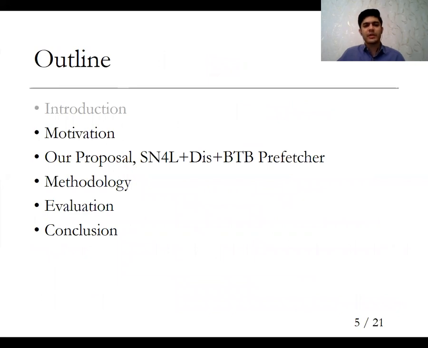This is the outline of the content that will be given in this presentation. Till now, we had a brief introduction to the problem and our solution. We will have a simple motivation section followed by a comprehensive introduction of our proposal, that is SN4L plus Dis plus BTB prefetcher. Then we introduce the methodology that is used to evaluate our proposal. We will show how our prefetcher works compared to the state-of-the-art techniques in the evaluation section. Finally, the conclusion section summarizes the content covered in this presentation.